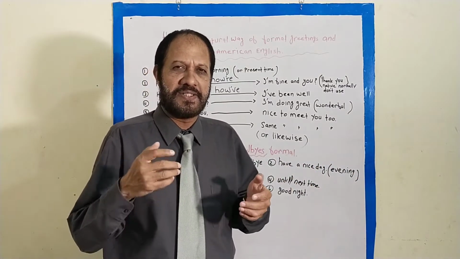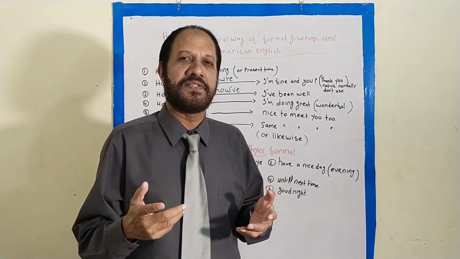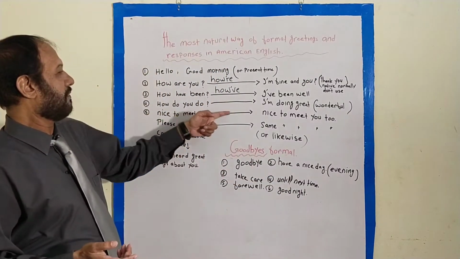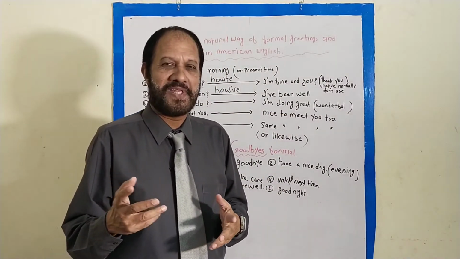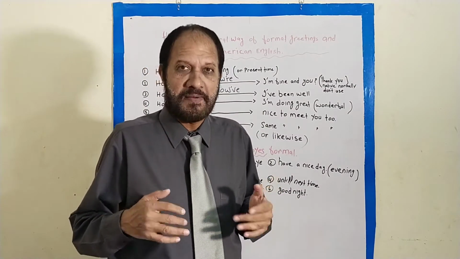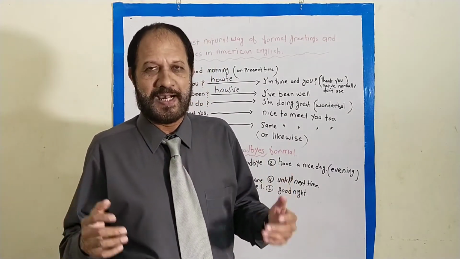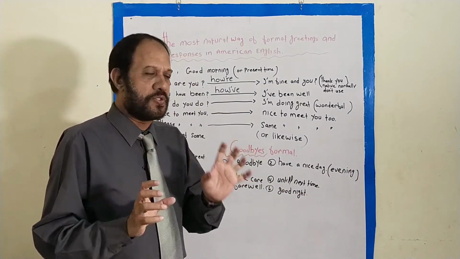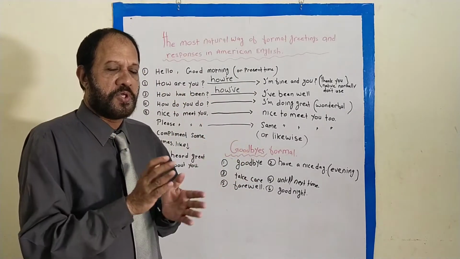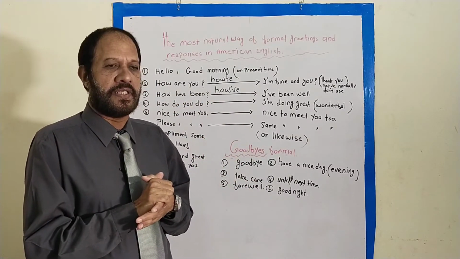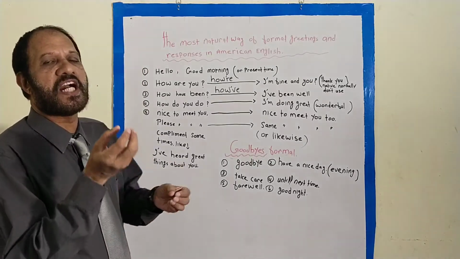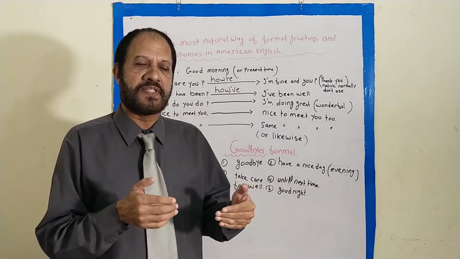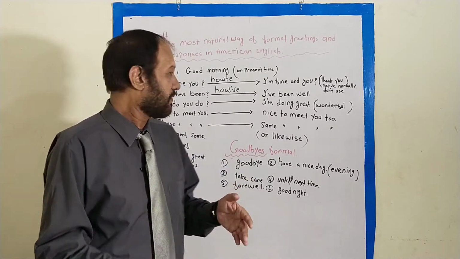How do you do? I've been well. How do you do? I'm doing great. सामने वाला भी कुछ बोलेगा. I'm doing great, or I'm doing wonderful. I chose some limited words to keep it short. There are so many things you can say in the language, but I chose some very commonly used things which are going to help you in your professional and your personal life when it comes to speaking formal English.